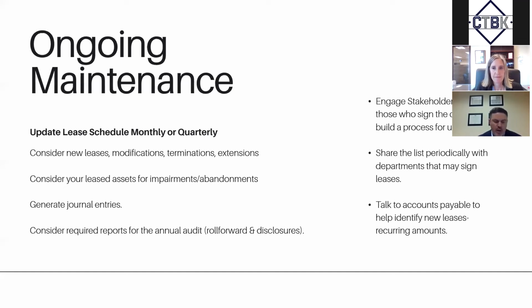So as you update that process on a monthly or quarterly basis, remember to continue to engage the stakeholders and talk to those who sign the contracts, and build a process for updates with them. Tell them that you're going to update monthly or quarterly and check in with them, put it on their calendar, keep those meetings ongoing. Share your list of leases periodically with the departments that may sign the leases, the executives, the purchasing department, and then also talk to the accounts payable people to help identify any new leases, recurring amounts, any changes, as they're the people who are probably paying the bills for those leases.